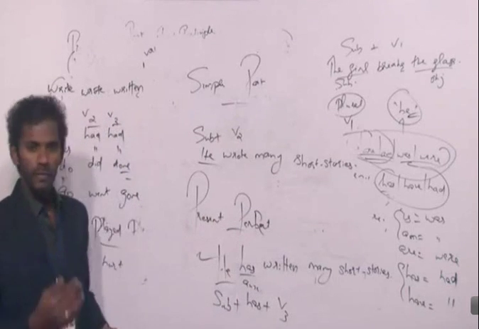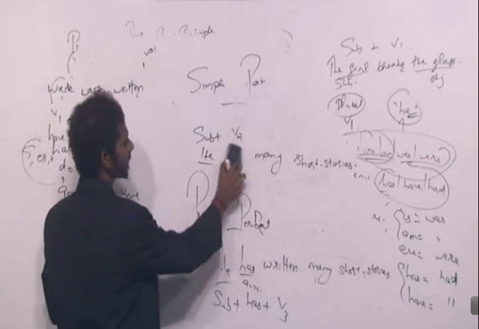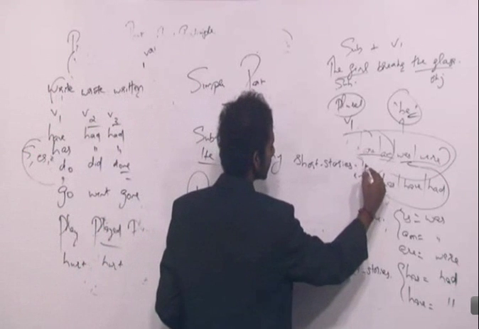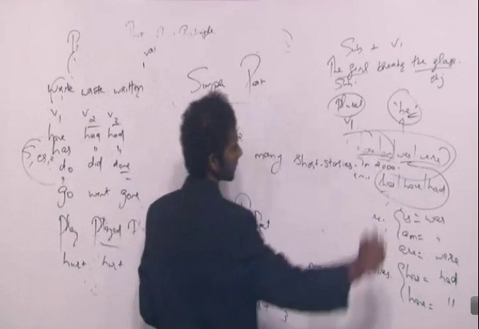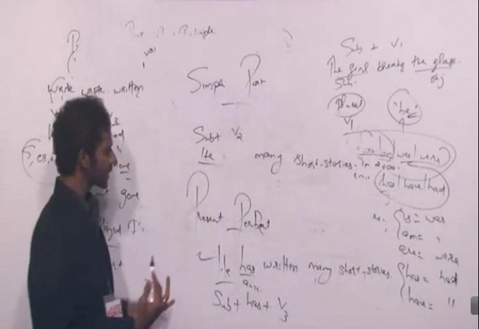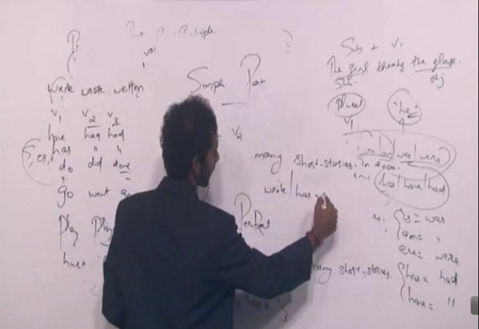Clear? What if I write now: he dash many short stories in 2000. He dashed many short stories in 2000. Options are the same ones: wrote, has written.